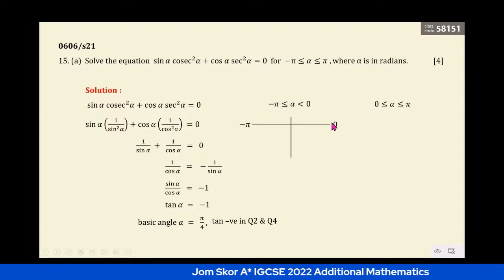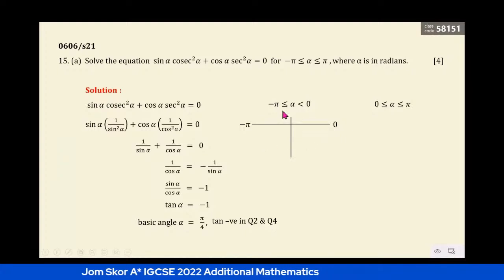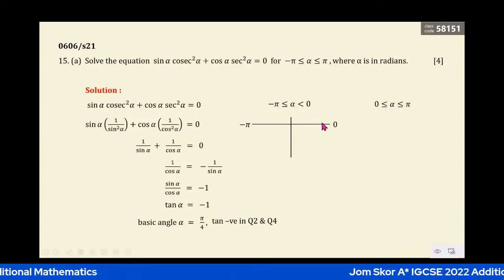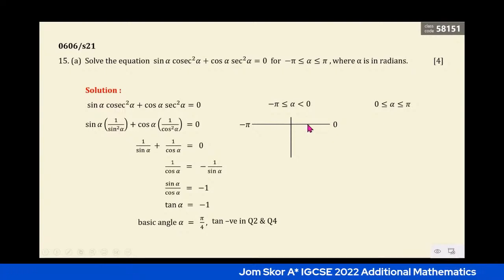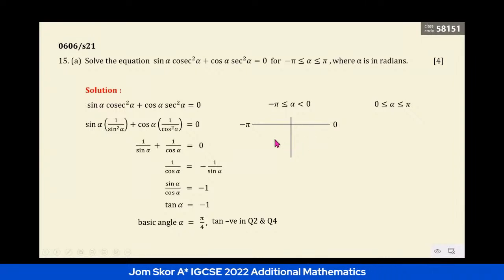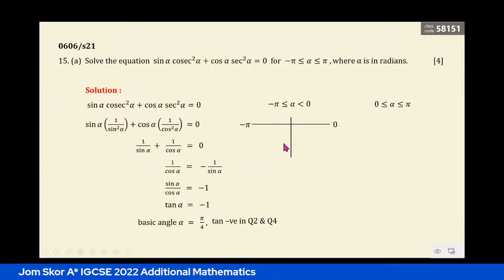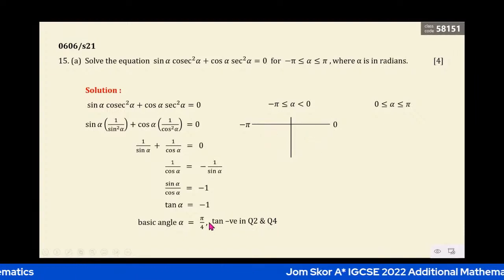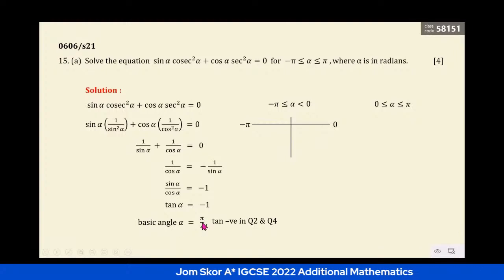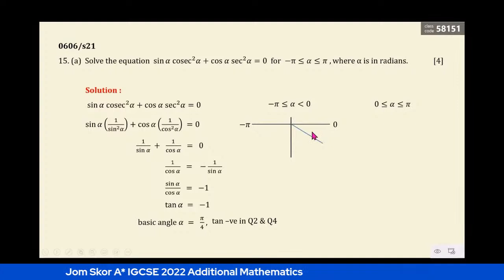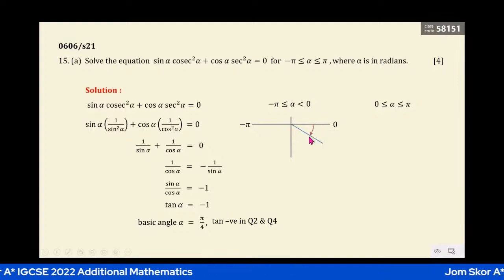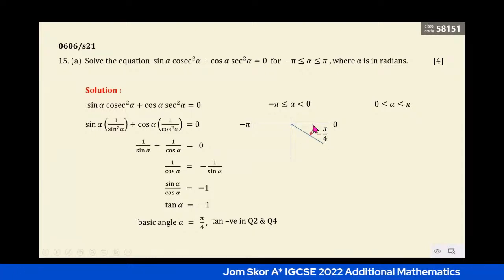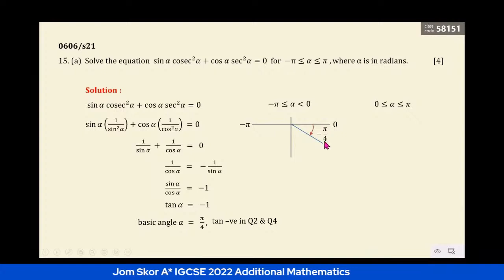For this one, we work with these two quadrants because we know that when we have a negative angle, it means we start to find the angle from 0 in the clockwise direction. From here going down to here, so this is negative angle. So we want to find in quadrant 4. The basic angle is pi over 4. So the basic angle in quadrant 4 is here. So this is in quadrant 4, and the angle here is negative pi over 4. It goes down here, so clockwise direction. So this is negative pi over 4.